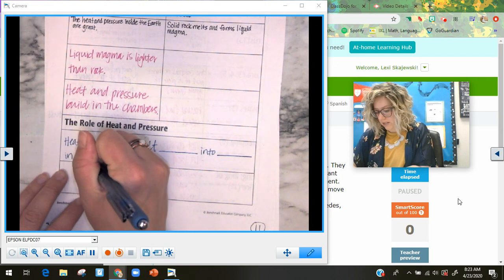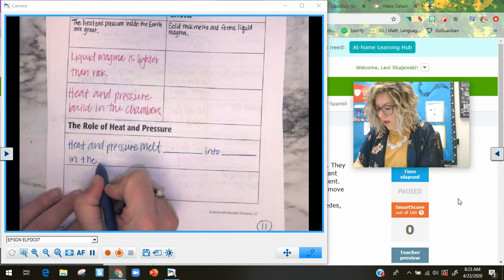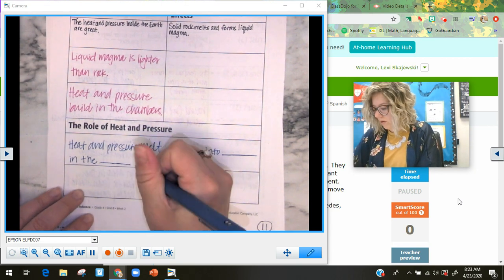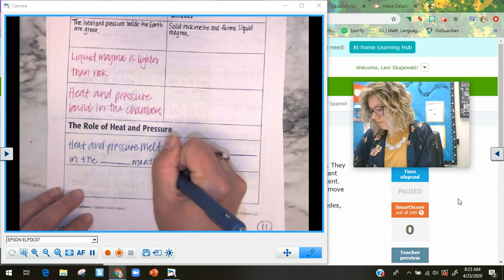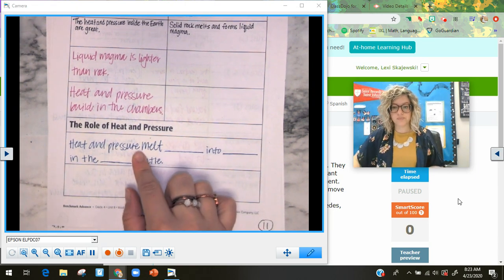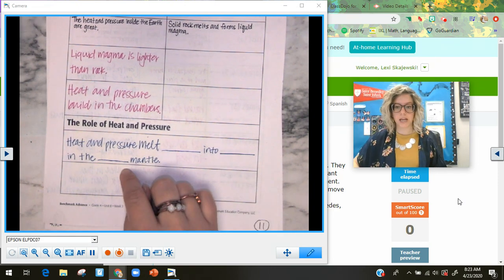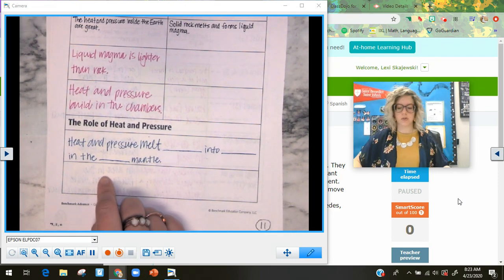In the, and it's going to tell you where this is happening, what location, in the what mantle. There's a specific name for it. Okay. So write all this down, put these little blanks in here, and then your job is to fill in these blanks. I'll give you this last one too.